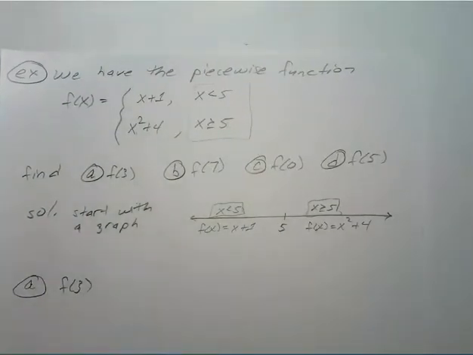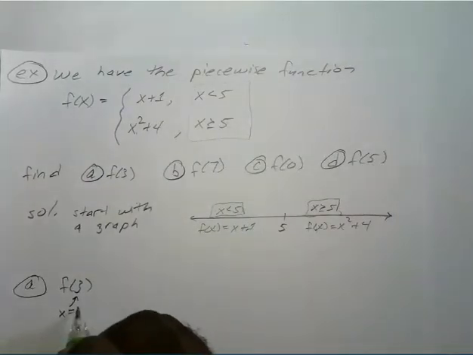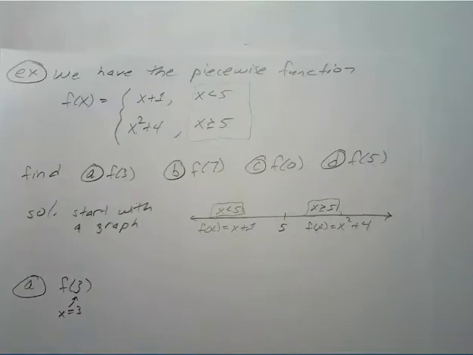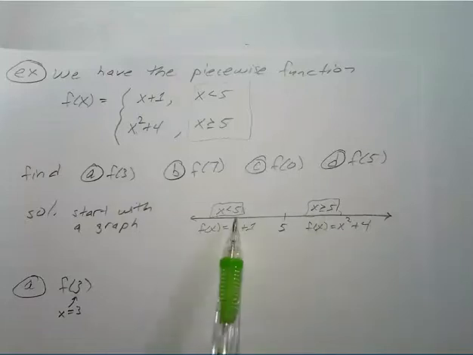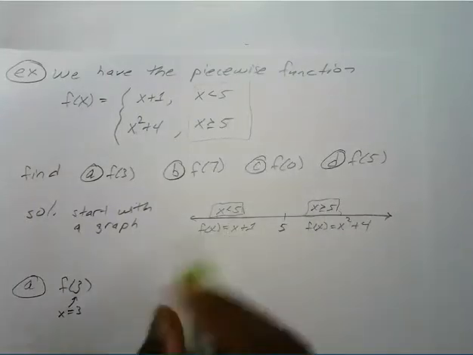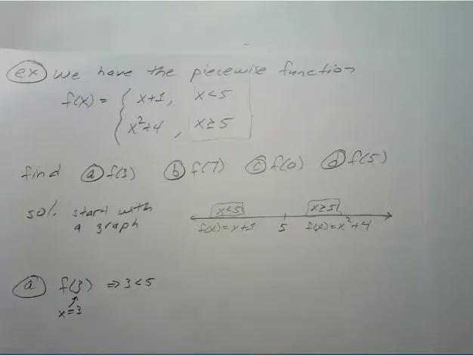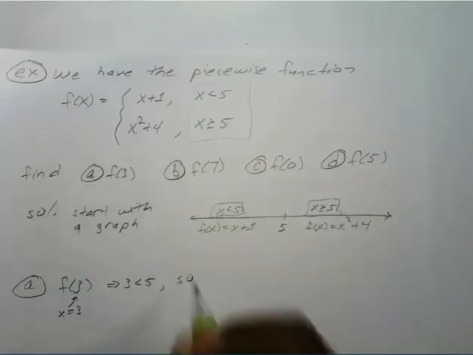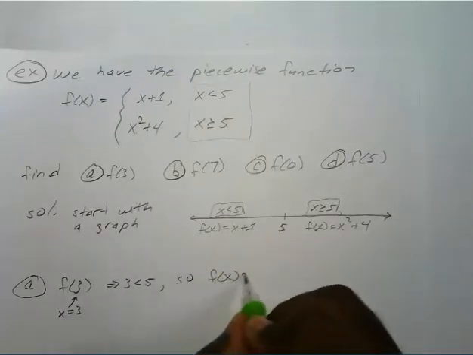f of 3. In this case, x is equal to 3. What do we know about 3? Is 3 less than 5, or greater than or equal to 5? We can all agree that 3 is less than 5. So the f of x we're going to use is x plus 1.